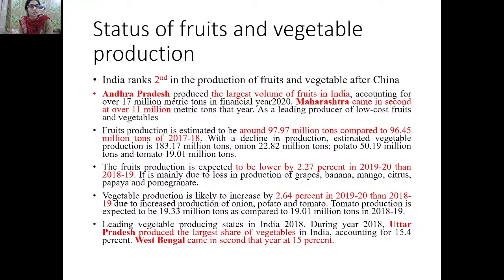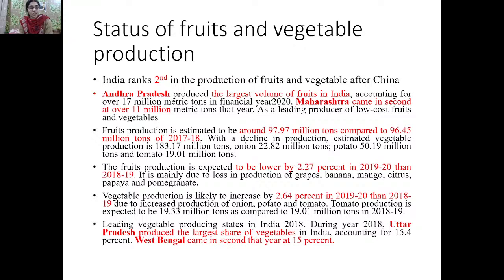A lot of questions are there on this particular section. Then this is the status of the fruits and vegetable production. So we know that India ranks second in the production of the fruits and vegetables, just after China, but still we are very poor processors of the fruits and vegetables. Why? Because we lack in the post-harvest handling, the storage and the management. Our post-harvest management of fruits and vegetables is poor.